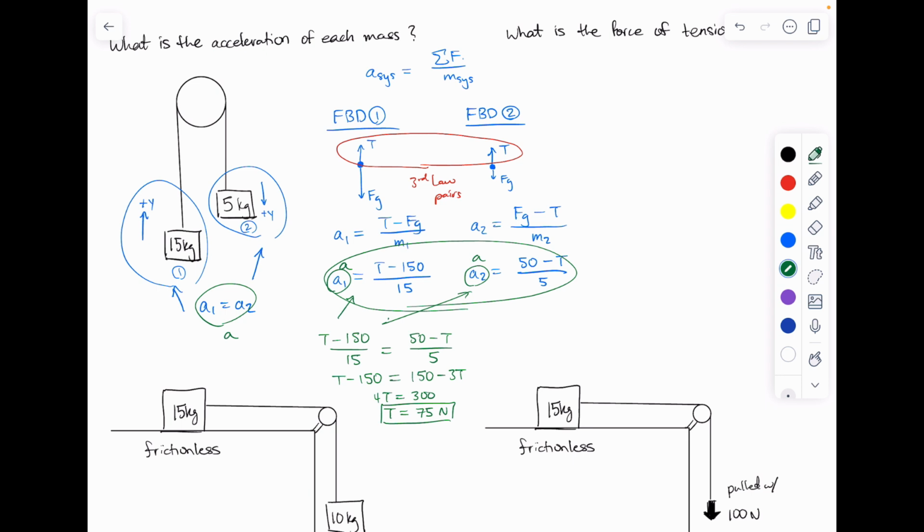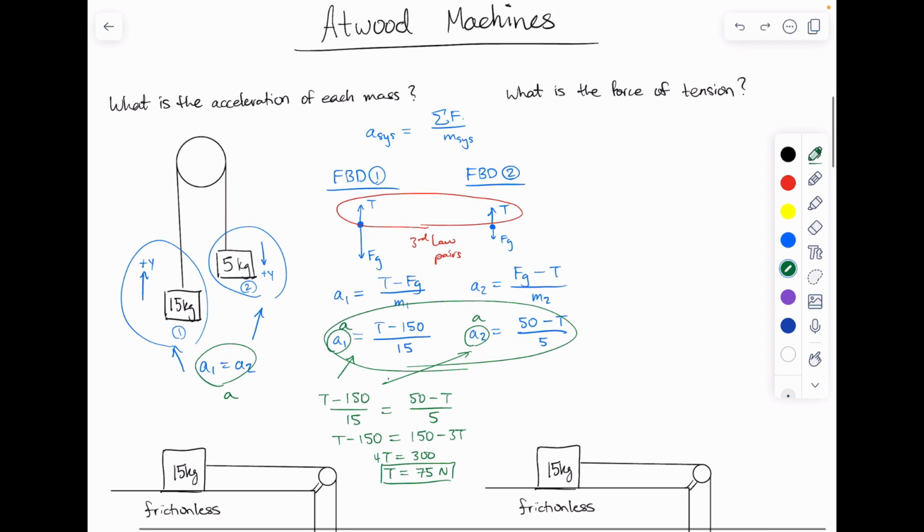And so now we can see that the force of gravity for this lighter mass is 50 newtons, and that's why it accelerates upward, right? The tension force is greater. Whereas for the first mass, the force of gravity is bigger than the tension force, so it accelerates downward. So that's accounting for why the motions are in different directions.